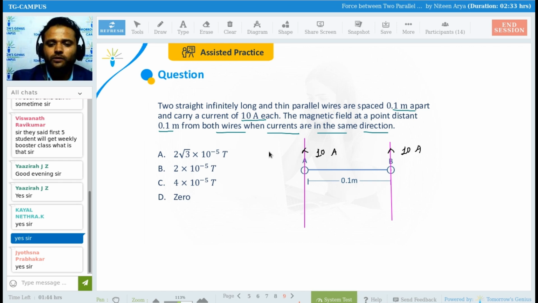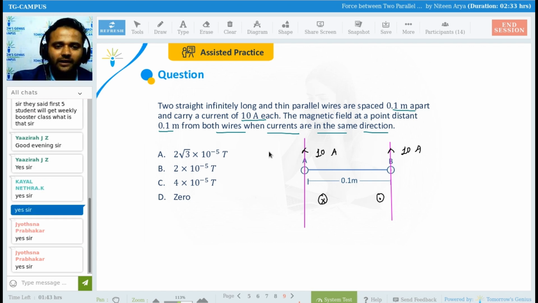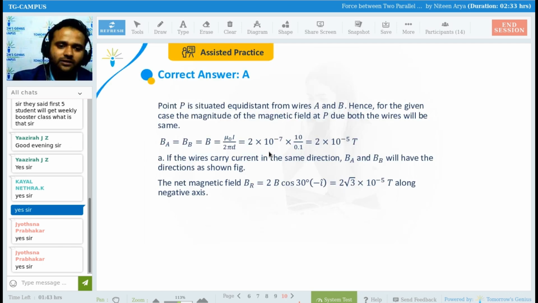So obviously the net magnetic field is going to be opposite. Here it is going to be inward. Here it is going to be outward. Clear na? Is this clear till now? I am not repeating anything. This is going to be inward, this is going to be outward. So obviously the net magnetic field is going to be added, because both magnetic fields are in opposite direction. So we need to add. So what is the added direction? That is the main thing.